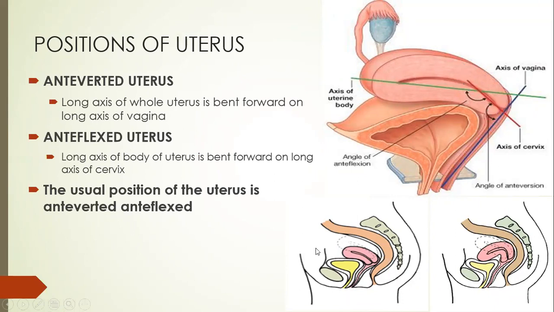Okay. So if there are any changes, this is how it looks. In an anteverted uterus, the long axis of the whole uterus is bent forwards on the long axis of the vagina. So the whole axis is the anteversion. To be more specific, it is the cervix and the vagina. Anteflexion is where the long axis of the uterus is bent on the long axis of the cervix. This is the long axis of the cervix. This angulation is called anteflexion. So the normal position is anteverted anteflexed.